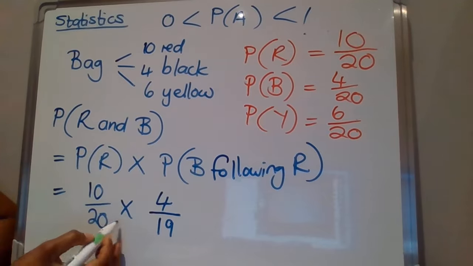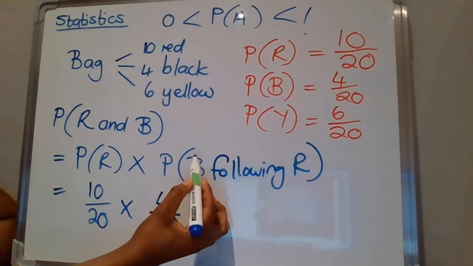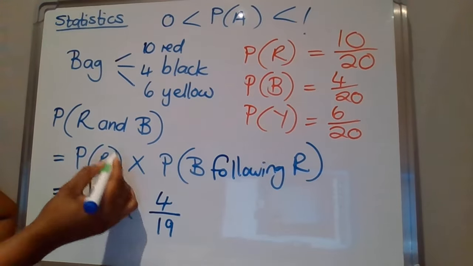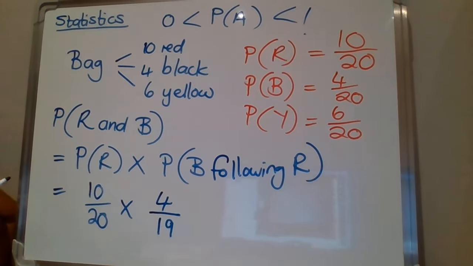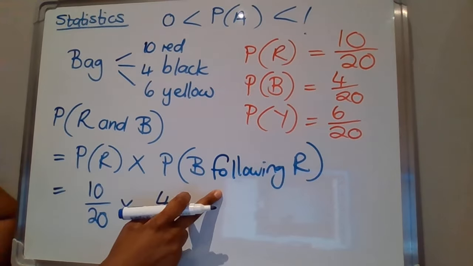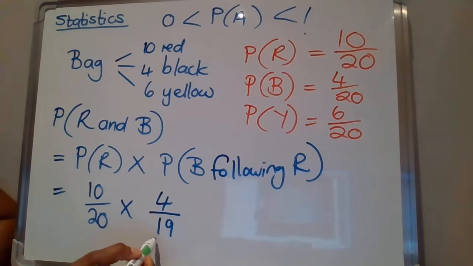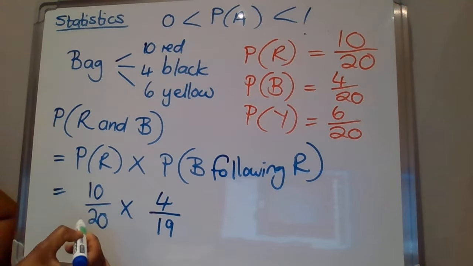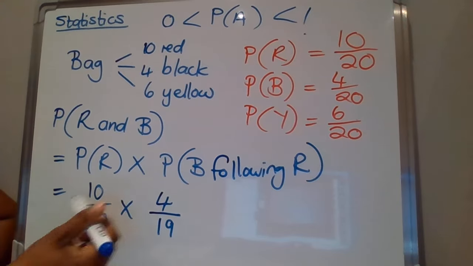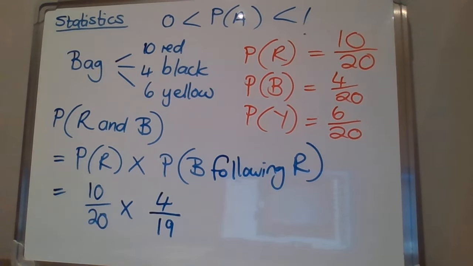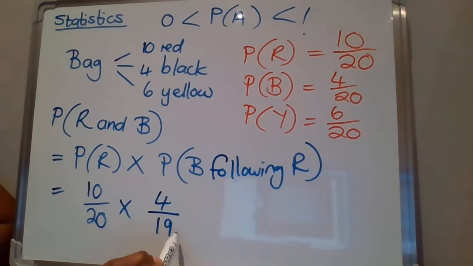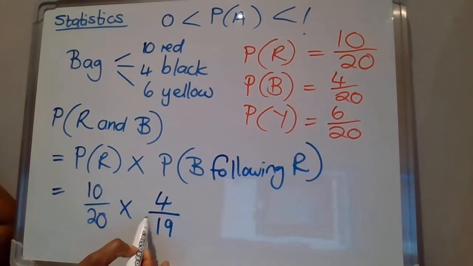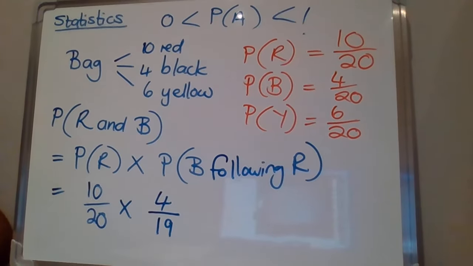Okay. So here, me getting a black ball was affected by me not replacing the first ball. So this here is a dependent probability. Independent, then this here, my denominator, my total number of outcomes would have remained the same. But because now I took out the marble and I did not replace it, then my total number of outcomes now is reduced to 19. And then I have 4 black balls, 4 outcomes.